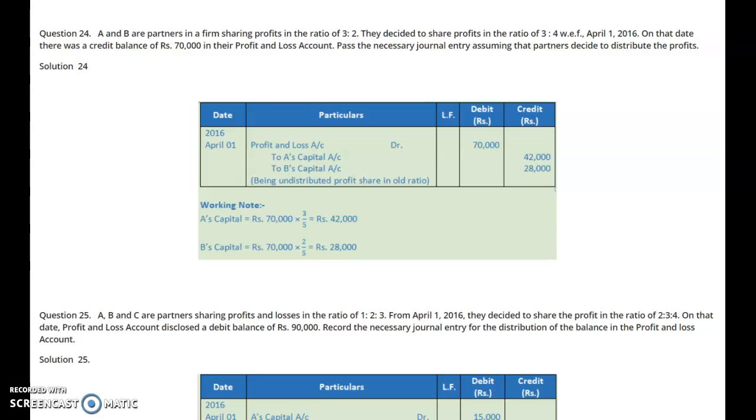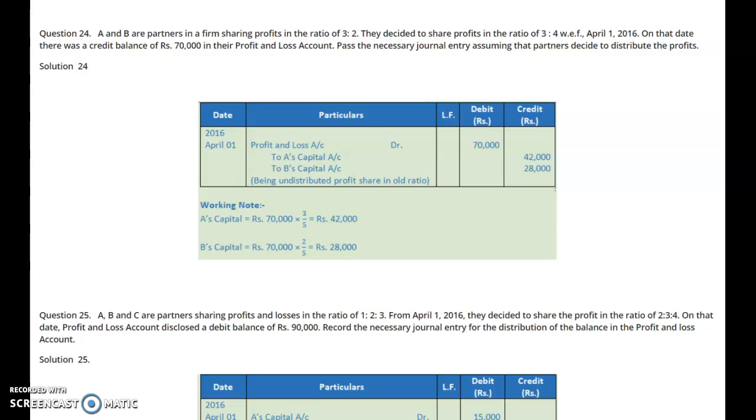It says A and B are partners in a firm sharing profits in the ratio of 3:2. They decide to share profits in the ratio of 3:4 with effect from April 1, 2016. On that date, there was a credit balance of 70,000 in their profit and loss account. Pass the necessary journal entry, assuming that partners decide to distribute the profits.